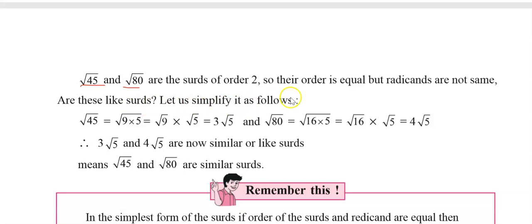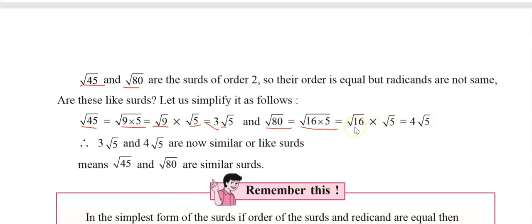Let us simplify it as follows. The root of 45 can be written as the root of 9 into 5. What is the root of 9? It is 3. And root of 5 is a prime number, keep it as it is. Now next is the root of 80. Now the root of 80 can be written as the root of 16 into 5.